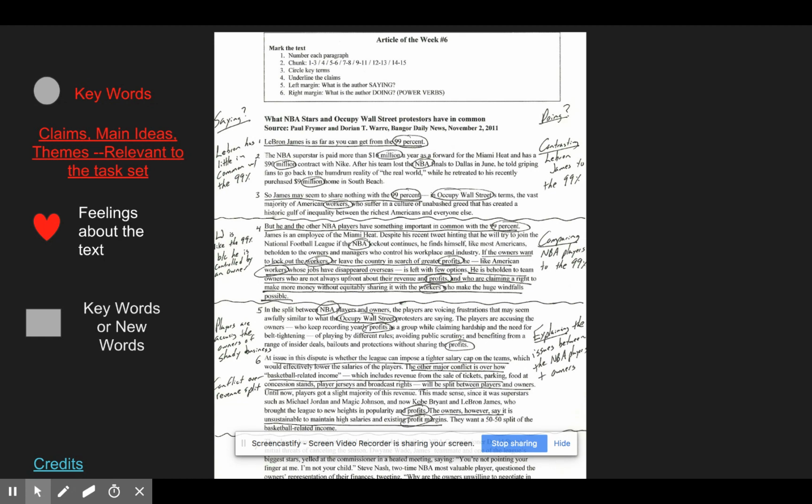And notice that, relevant to the task set. This doesn't mean that you go into everything willy-nilly and just go to town. Do it with a purpose. What is the purpose? What are you looking for? Why are you doing it?